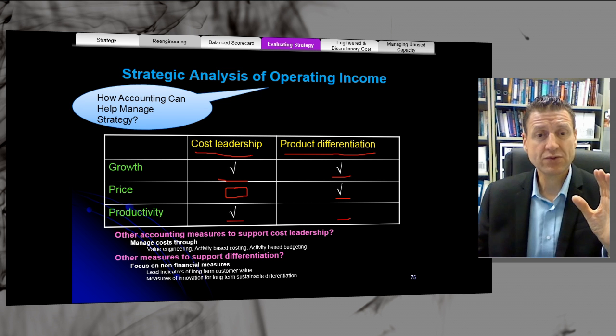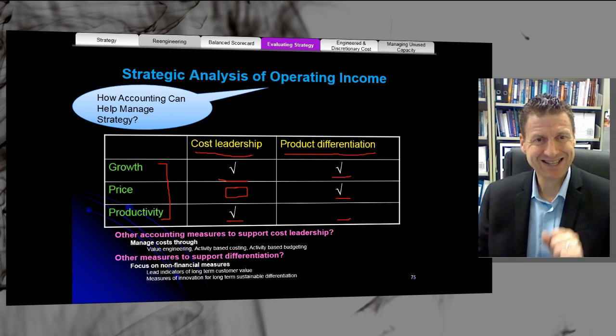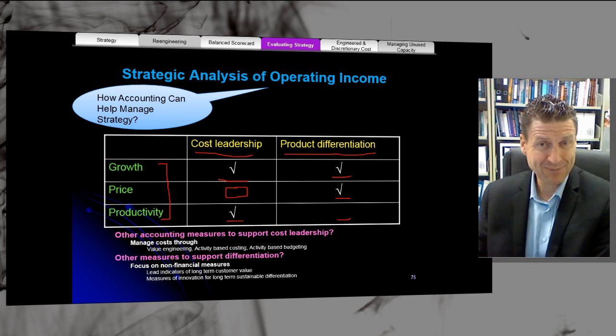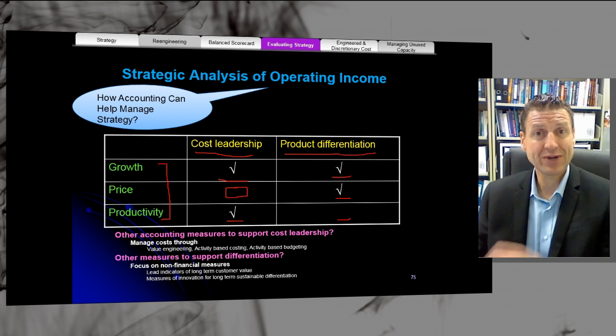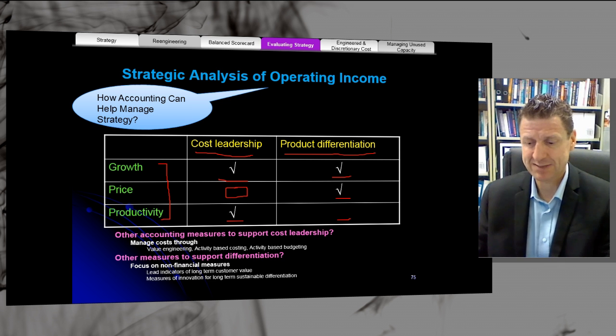Look, all of these three financial aspects of operating income are important. What we're saying here is, if you're following a cost leadership strategy, then you're going to emphasize number 1 and number 3. If you're following a differentiation strategy, you want to emphasize number 1 and number 2. Yes, you've got that. So this is how accounting can help manage strategy. Now, we want to get into an example where we actually show how we calculate the growth aspect, the price aspect, the productivity aspect.